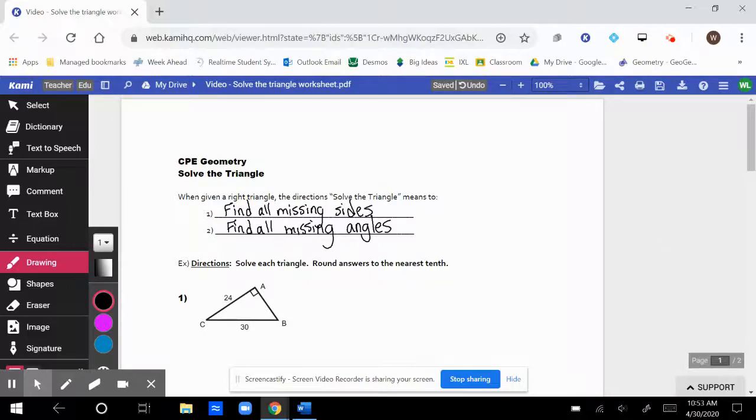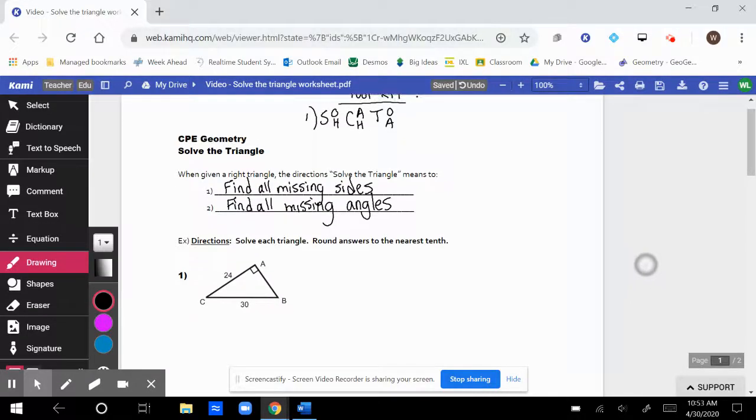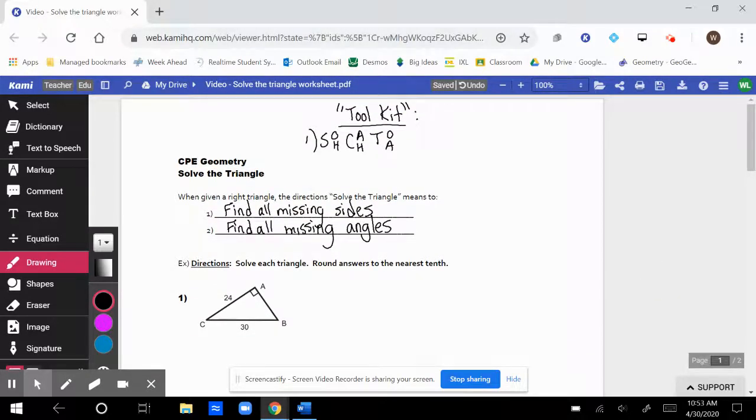Before we get started, up at the top here, I want to talk about what I'm going to call your toolkit for these problems, meaning what methods you are going to use to solve these. You guys know we've been doing it for the last couple of weeks. The first thing is SOHCAHTOA. That's what we've been practicing the last few classes. Use sine, cosine, and tangent to either find missing sides or angles.